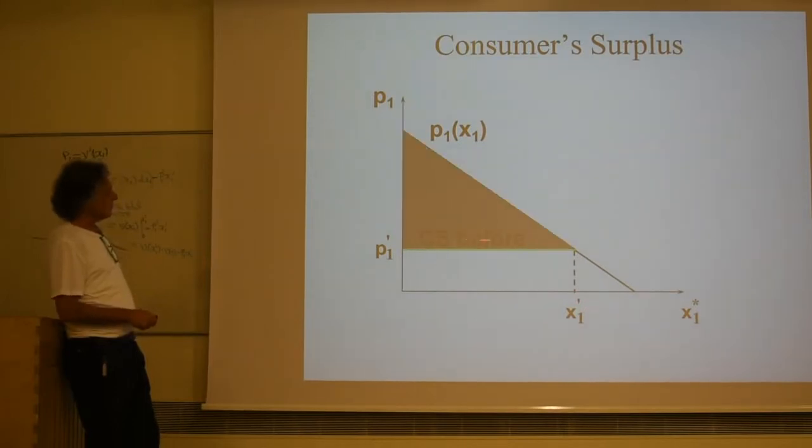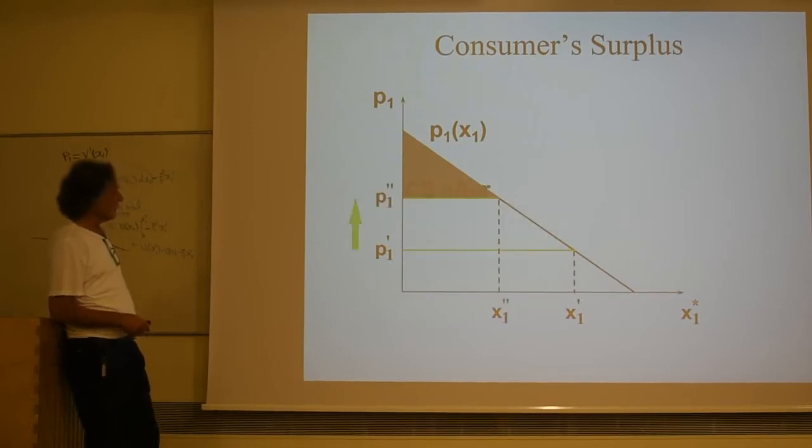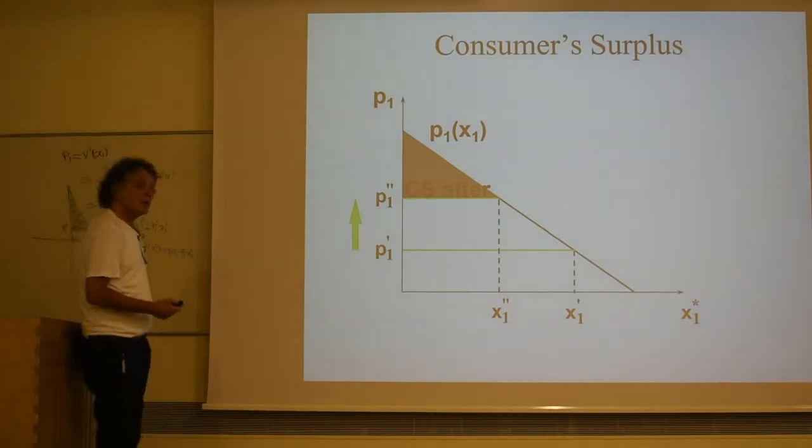That is the consumer surplus, before any change. What happens if the price P1 changes? The new demand will be something like this, if it increases. So now say that the price P1 increases to P1 double prime. I'm not talking about the demand, I'm talking about one specific price, P1 double prime. So what happens? After that, I'm going to buy less, X1 double prime. And my consumer surplus, my benefit, will decrease.